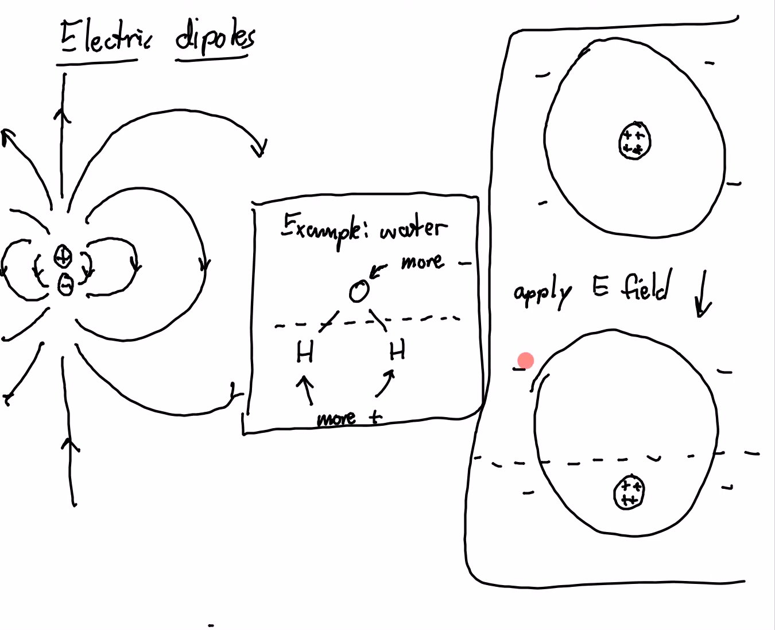By the way, I think I forgot to mention here that when you have this situation where an applied electric field turns atoms into tiny little dipoles, this is called an induced dipole.